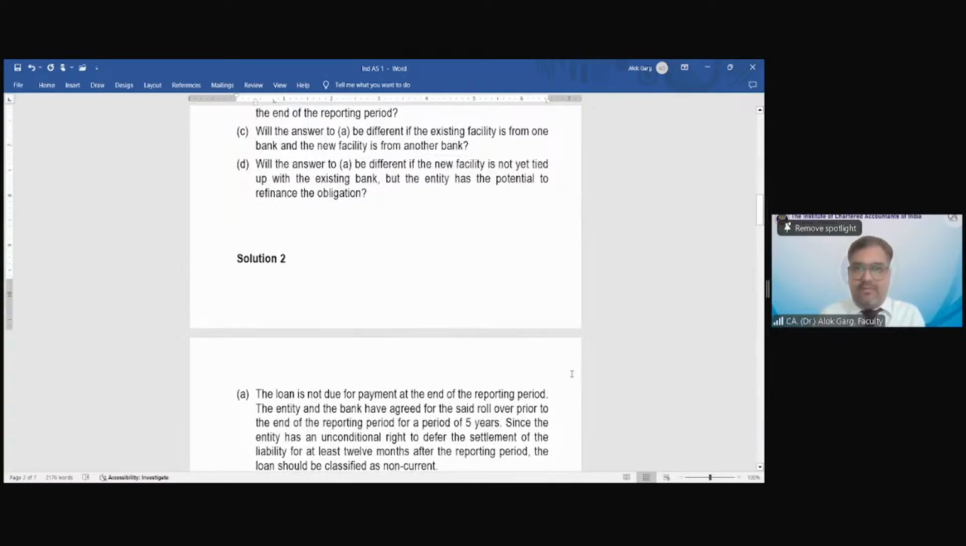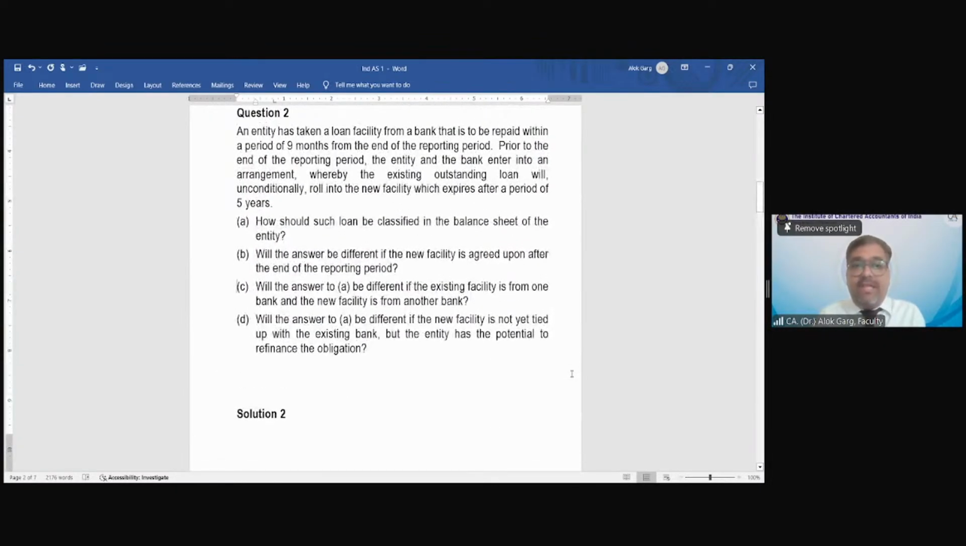Last question from this part only. Will the answer to A be different if the new facility is not yet tied up with the existing bank? But the entity has the potential to refinance the obligation. Like the question says, the existing facility which is payable after 9 months will be rolled over, and the new facility from the same bank has to be for 5 years, right? This was the arrangement for question number A.